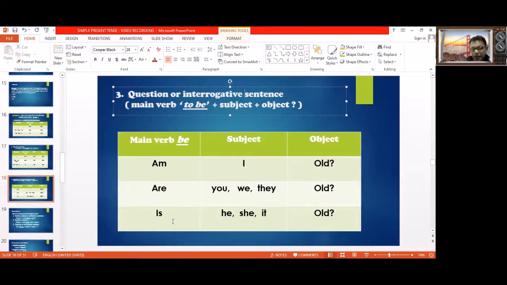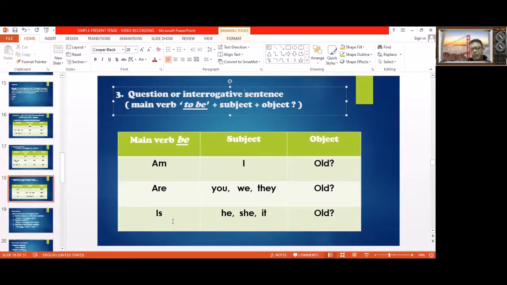And then for group one, we have you, we, they. So you just interchange again. The verb be, are. So you have there, are you old? Are we old? Are they old? So as you can see, it's just as easy as that. So that is how you form a question or interrogative sentence.